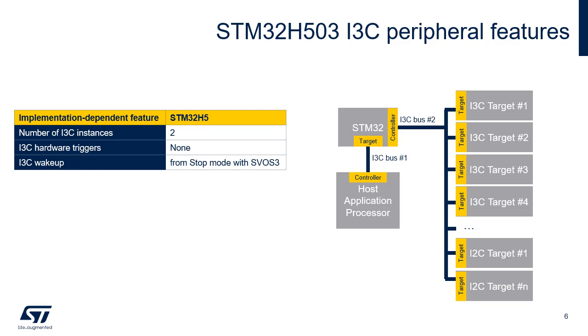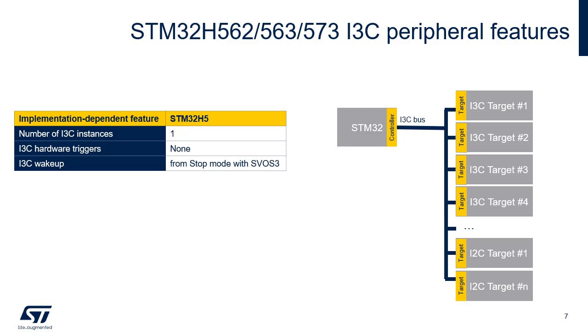The I3C peripheral does not support native hardware triggers because the ones implemented in the DMA controller can be used instead. When the microcontroller is in stop mode, the I3C can work in autonomous mode and cause the wake-up of the CPU. In this case, the system stop mode voltage scale 3 mode shall be chosen.